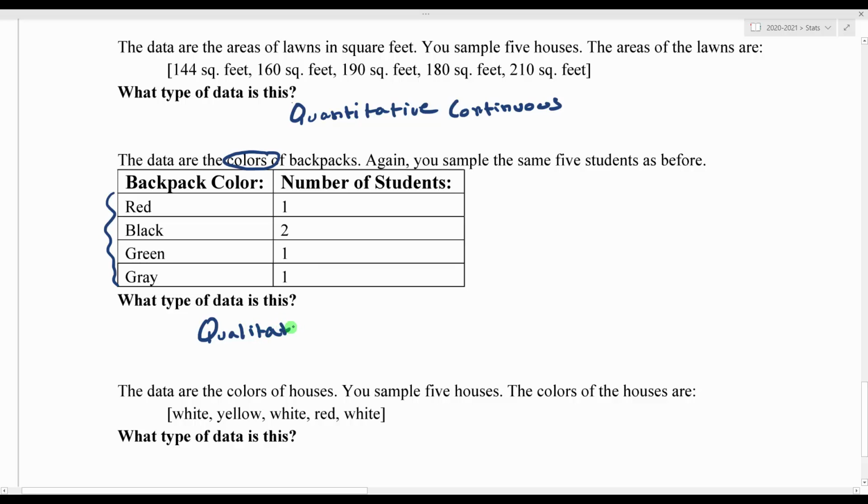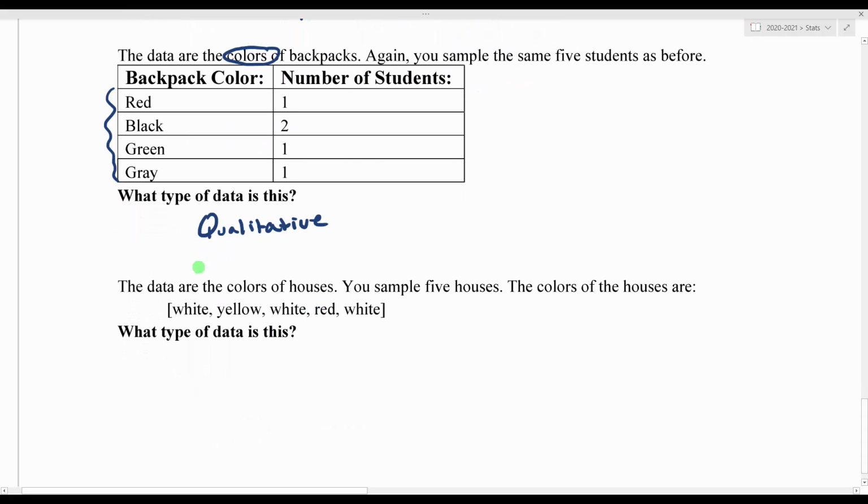So make sure you pay attention to the wording of the question very carefully. This is tricky because they gave you a table with colors and numbers, and you might have been tricked into thinking this is quantitative because they gave you numbers, but the data that we actually care about were the colors according to the question. All right, so this is qualitative data, and there's no need to distinguish between continuous or discrete when it's qualitative.